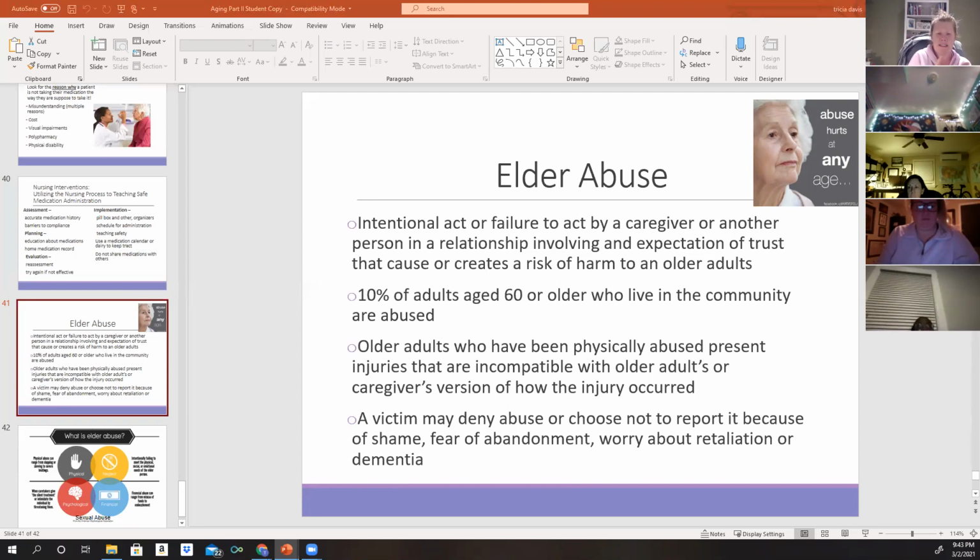So, inconsistencies in stories. A victim may deny abuse or choose not to report it because they are fearful or they're ashamed. Maybe they live with them and they don't want to end up in a nursing home, so they feel like it's better just to deal with what they're dealing with. Or they're worried that their loved one is going to retaliate against them. Or maybe they have dementia and they don't know. That's always a possibility too.